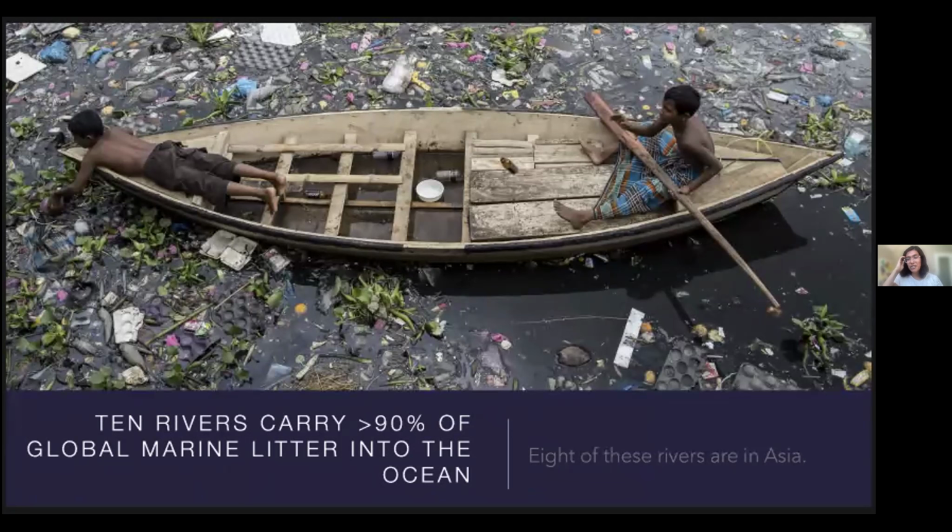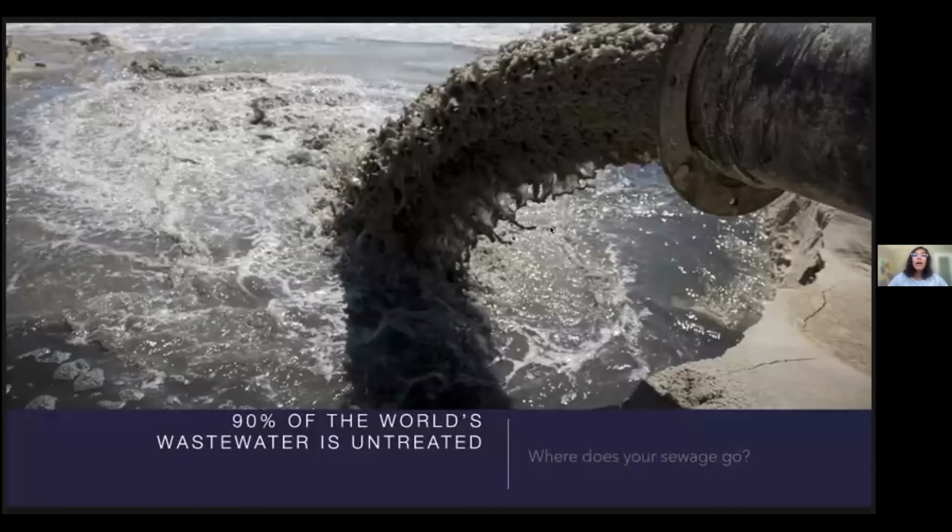This slide should help you understand that just 10 rivers carry over 90% of all the global marine litter into the oceans, and 8 of these rivers are in Asia. But something that's even more shocking is that even today, over 90% of all the world's wastewater that gets dumped into the ocean is untreated. And most people don't know where their sewage goes. They don't wonder what happens after they flush the toilet and where the sewage goes in those pipes.